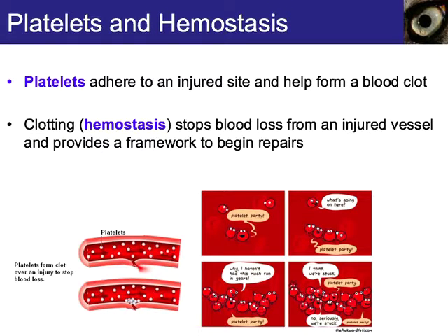And platelets adhere to an injured site and help form a blood clot. Clotting, or hemostasis, stops blood loss from an injured vessel and provides a framework to begin repairs. So platelets are these little cells that are flowing around in your blood, and whenever you get a paper cut, they come together to basically create that scab. And this is a great cartoon explaining that.